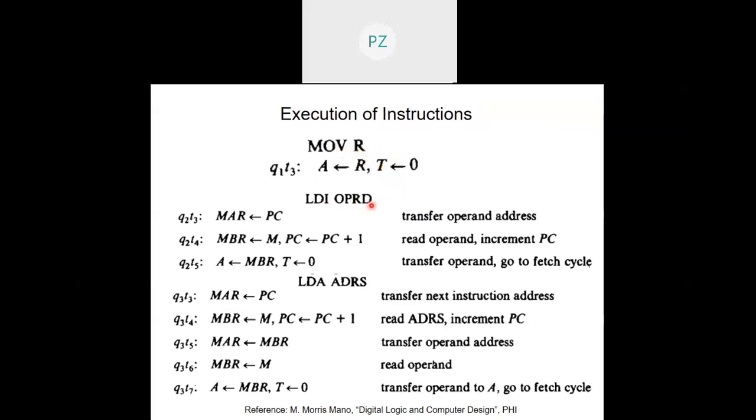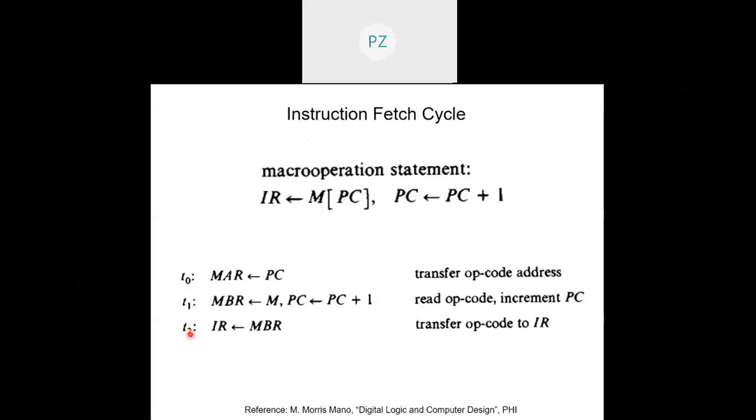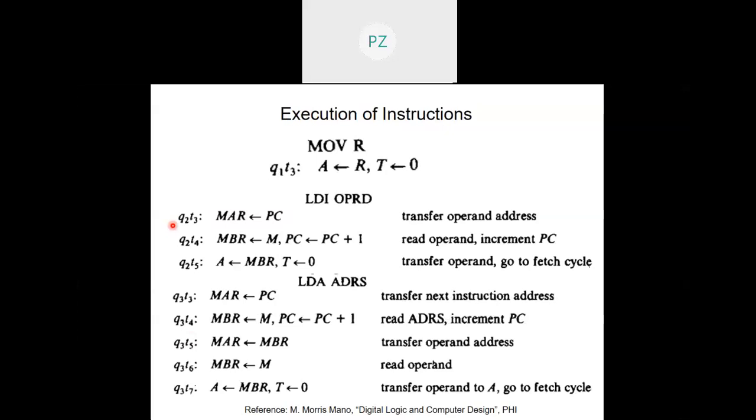Now take the next instruction, LDI OPRD. Over here the control signal raised is Q2, because the opcode that has been fetched by the common opcode or instruction fetch cycle is 00000010. So 10 raises Q2. And T3, why? Because till T2 opcode fetch was being done, and after IR gets decoded, I get to know that Q2 is raised high. So now for Q2 T3, what all do we have to do? PC needs to be loaded into MAR.